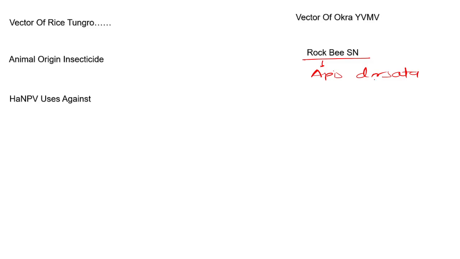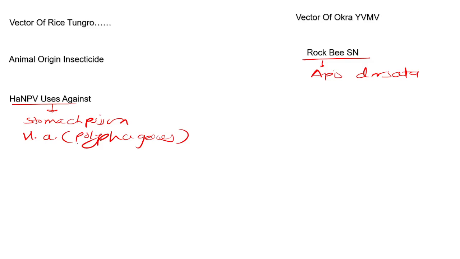Then next question is HaNPV uses against. HaNPV is nothing but the stomach poison, and which is used against Helicoverpa armigera, which is polyphagous pest. And Helicoverpa armigera in cotton, it is called as American cotton bollworm, and in case of pulses, it is called as pod borer.